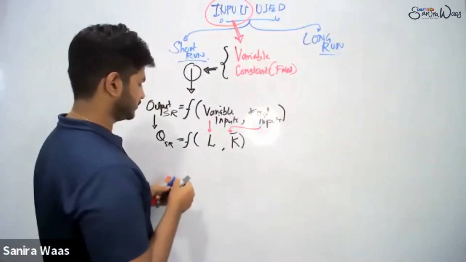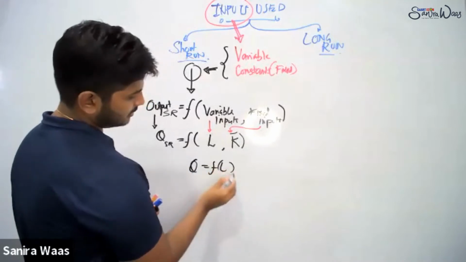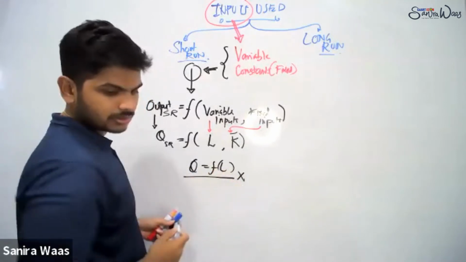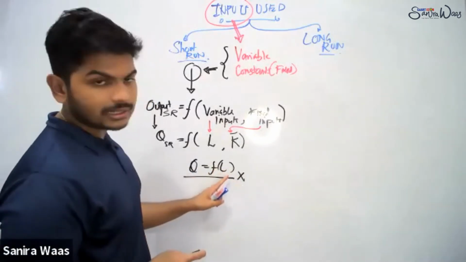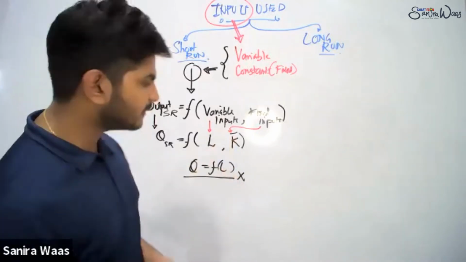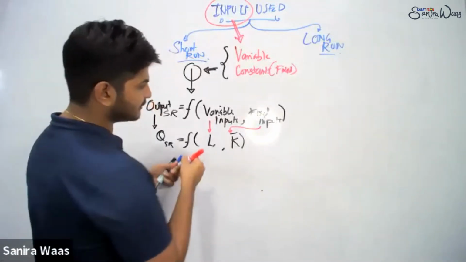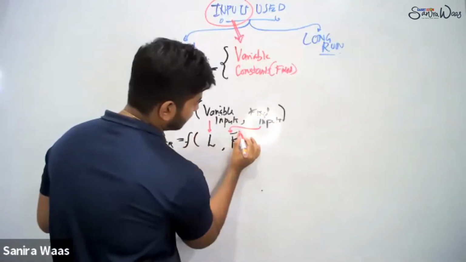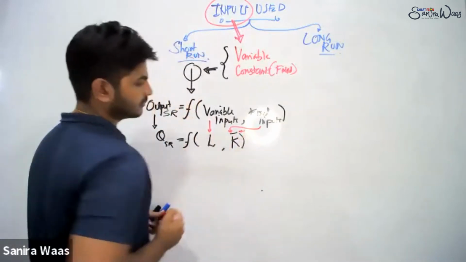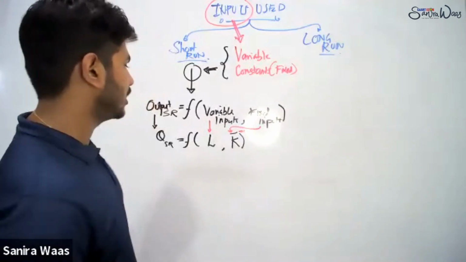Or if you write it as a function of L, this is wrong. You can't write like this. You have to include K, capital, and it has to be fixed. Definitely has to be fixed. This part is very mandatory. Keep this in your mind. It's very mandatory.